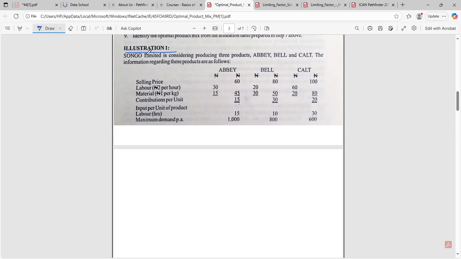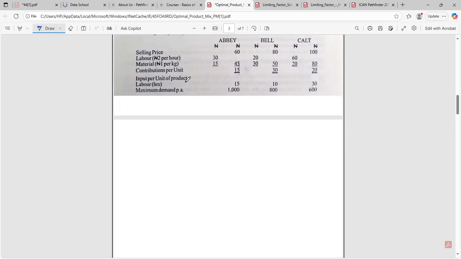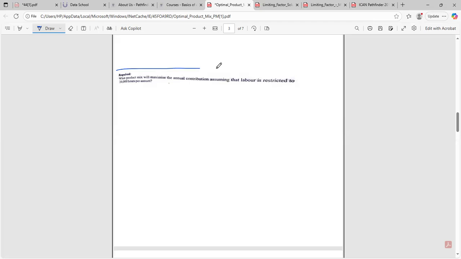Now, when I see this illustration 1, I told you when you see a calculation question, hurry down to the requirement. This is the requirement. The reason why you hurry down to the requirement is just to show if you are able to solve this question or not. Okay, just to check. Now, from the requirement, let me just zoom this.